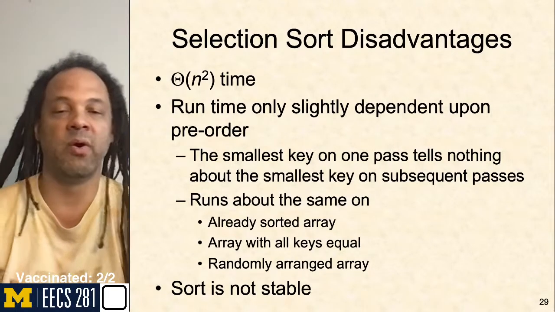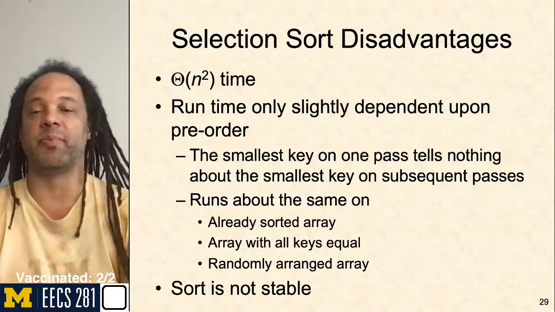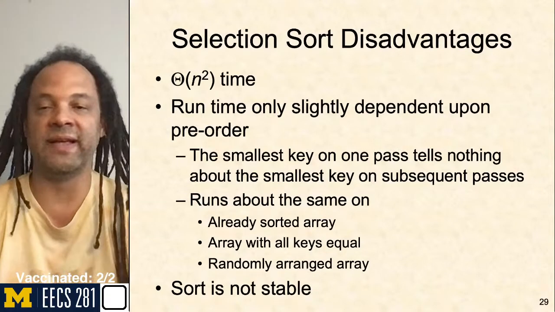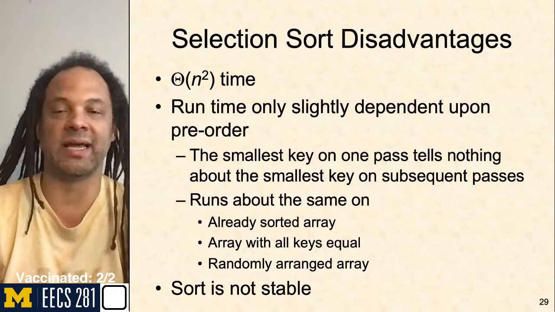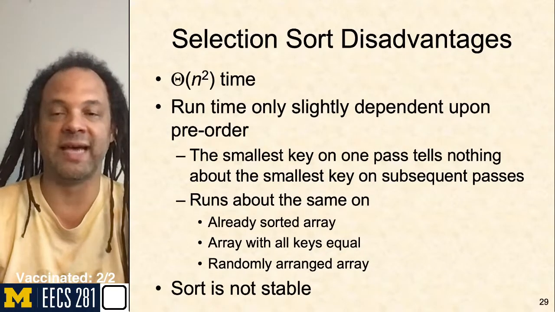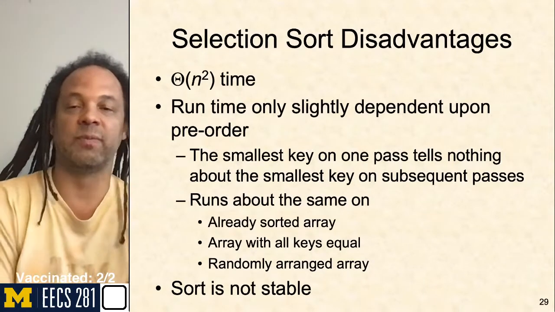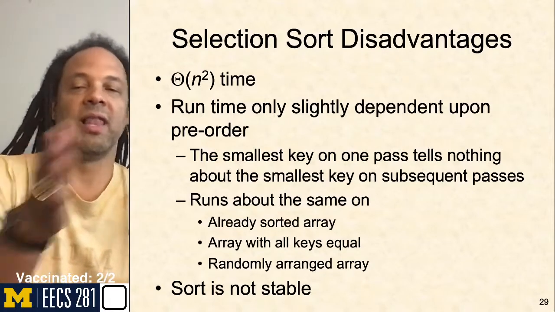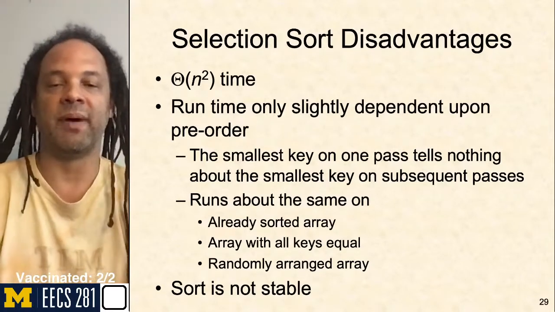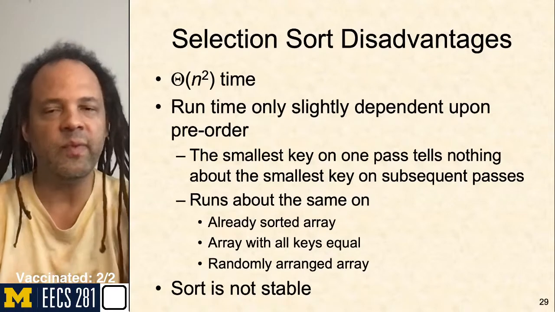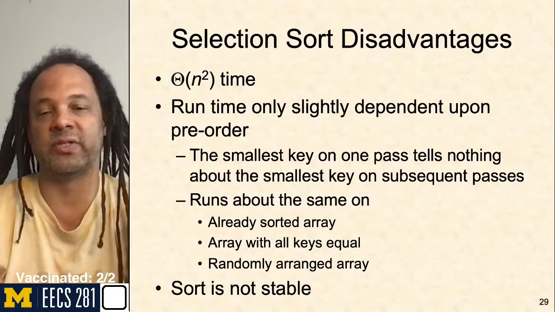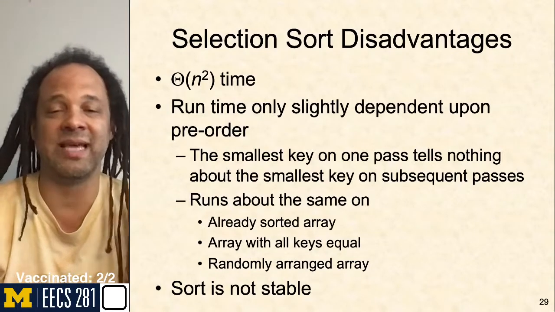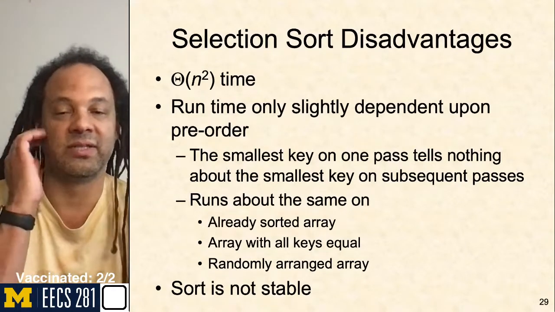This is noted by the fact that the smallest key that we put into place on the first pass doesn't tell us anything about the other things that we found in that pass. So we don't know where the second smallest one is. We could move the second smallest one all the way to the end just to put the first smallest one in the front if the second smallest one was there. So it's now gone a lot farther away than it needed to be. But that's the way that the sort works. It ends up running about the same on an already sorted array, and the thing where all the keys are equal, or a randomly arranged array, it's always the same and always slow. That's what selection sort is.